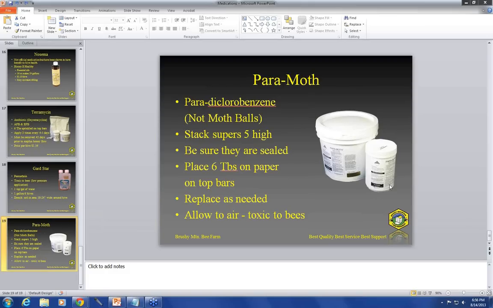Is freezing as effective for wax moth problems as paramoth or mothballs? Freezing frames, if you freeze them for 24 hours, 48 to be safe, is an effective method for dealing with wax moth. No form of the wax moth, either egg, larva, or adult, can survive below 32 degrees for extended periods of time. And that's why wax moth tends to be more of an issue in the fall, because most places, even here where I am in North Carolina, you get temperatures that dip below 32 degrees.